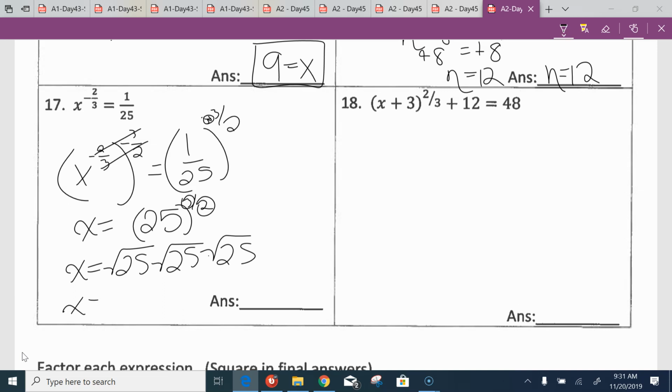So the square root of 25 is 5. 5 times 5 is 25, times 5 is 125. So x equals 125.